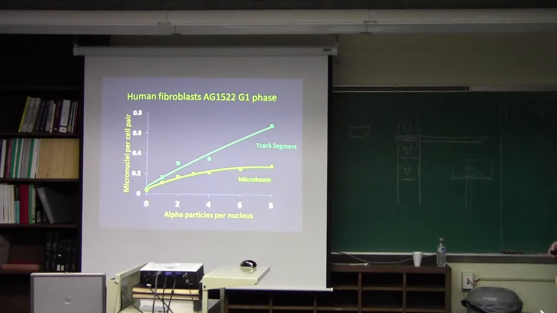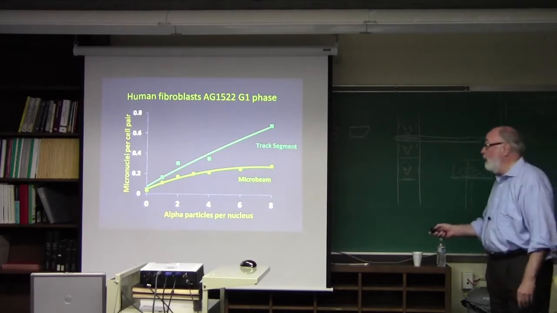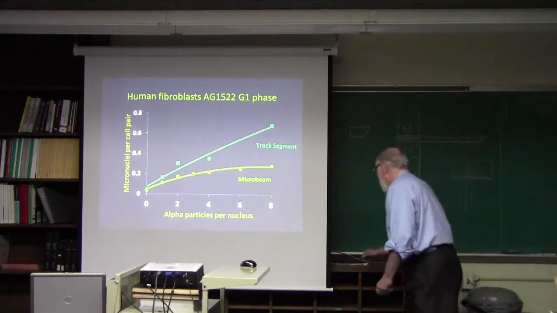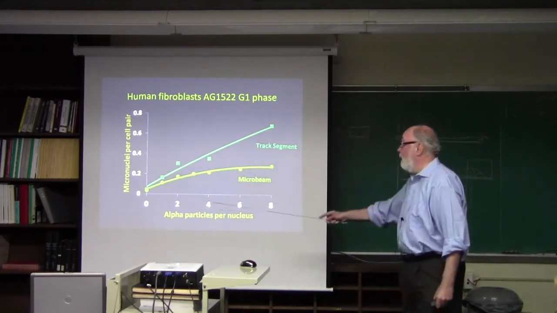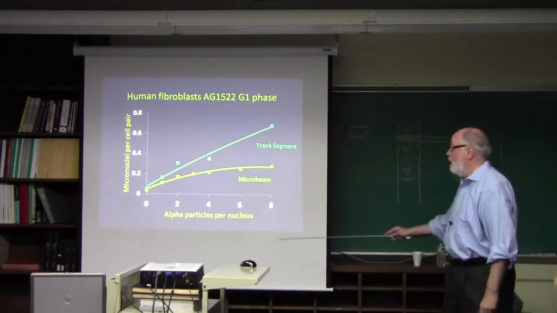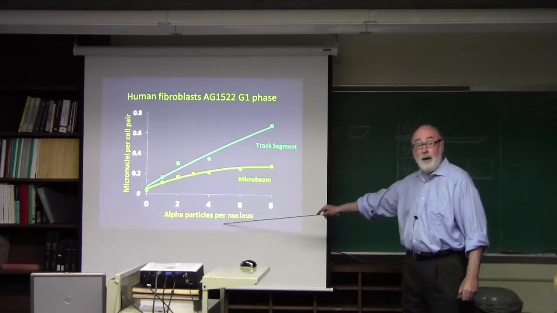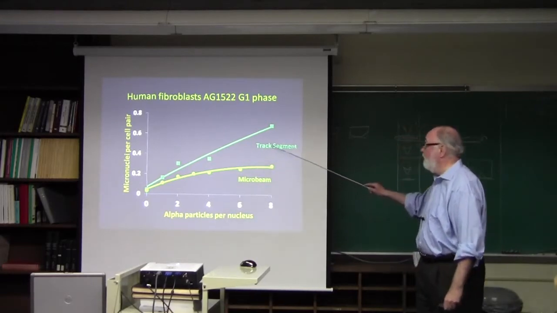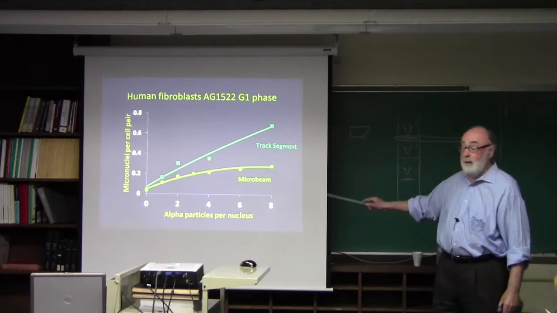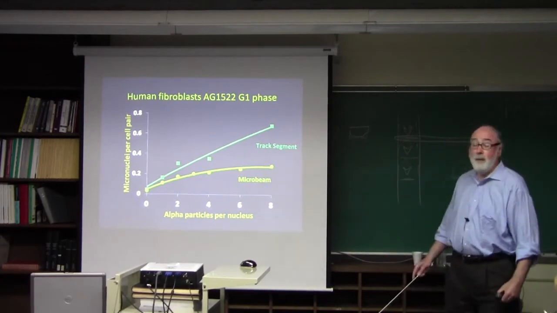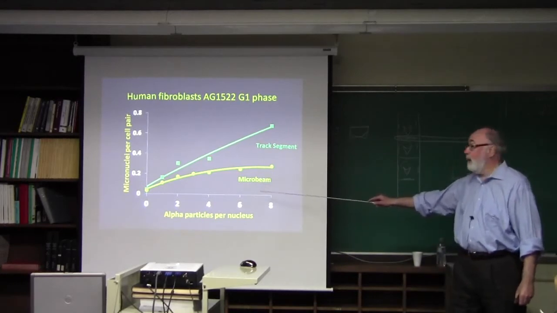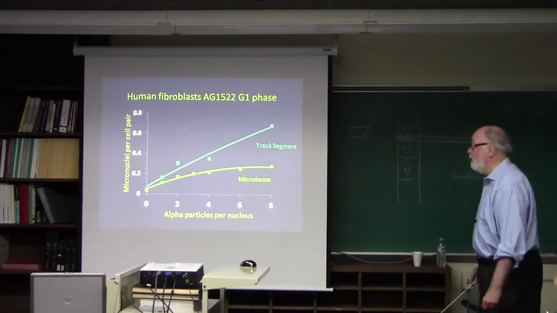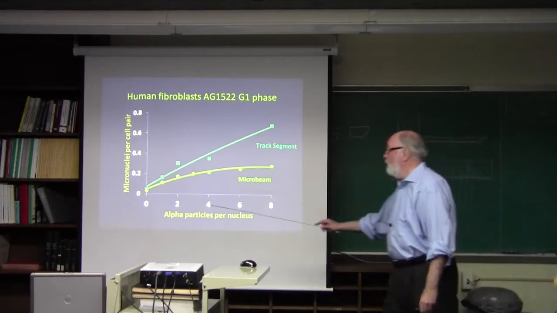Now you're left with a question, why? This very clearly is a linear relationship, micronuclei going up as a function. And here, of course, we're converting dose to alpha particles, which in the case of the track segment is a mean, and in the case of a microbeam is an actual. So this is actual number of particles per nuclei. This is mean number of particles per nuclei. And this is coming across.